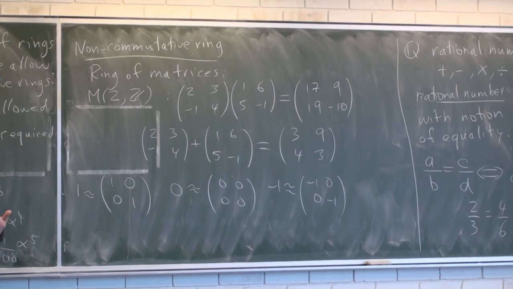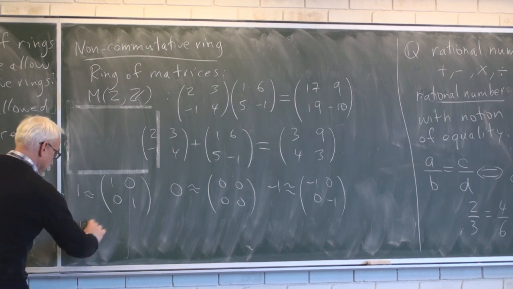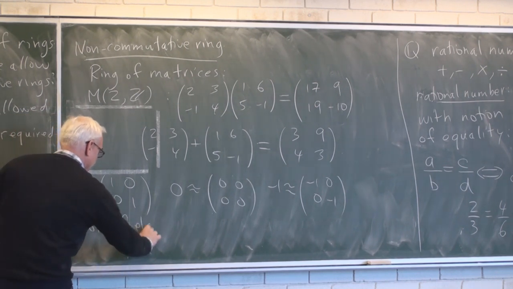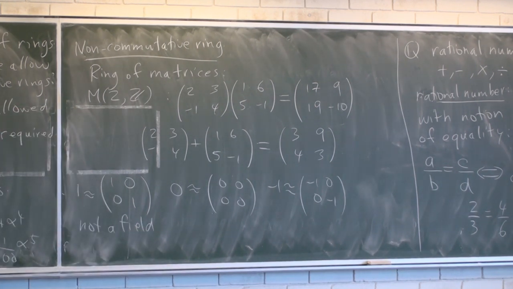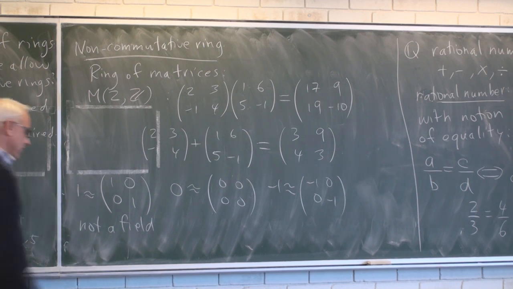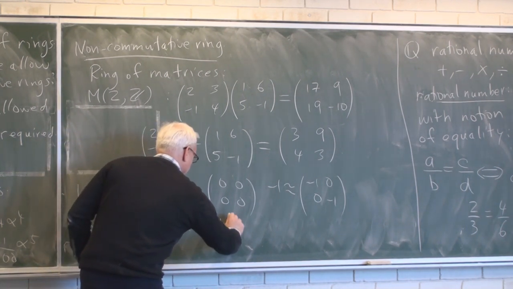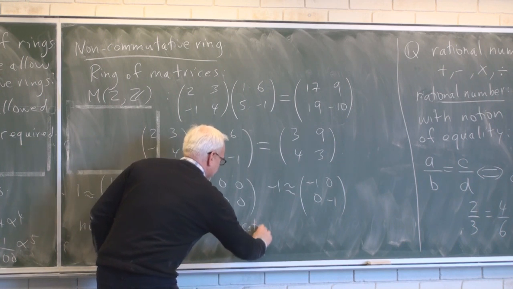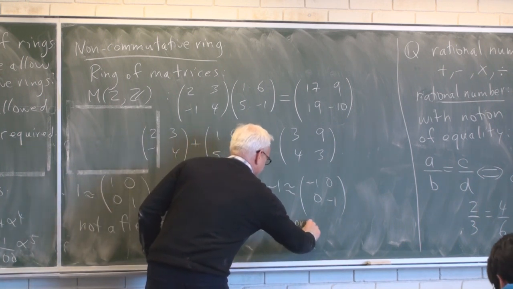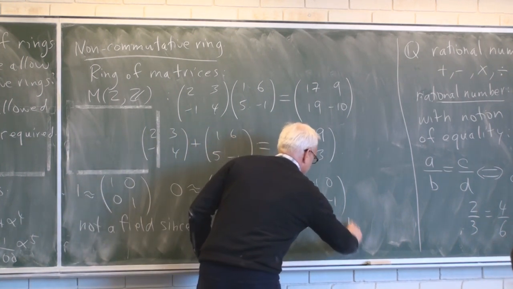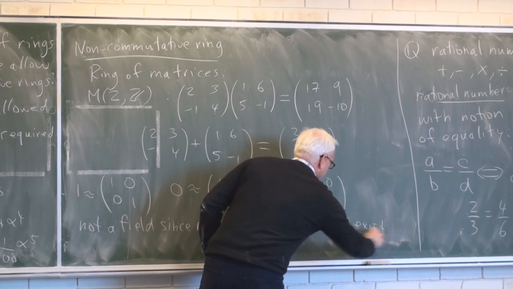But this is not a field. It's not a field because the elements do not always have multiplicative inverses. Okay? So this is not a field because a general 2 by 2 matrix doesn't necessarily have a multiplicative inverse. Multiplicative inverses don't always exist. Sometimes they do.